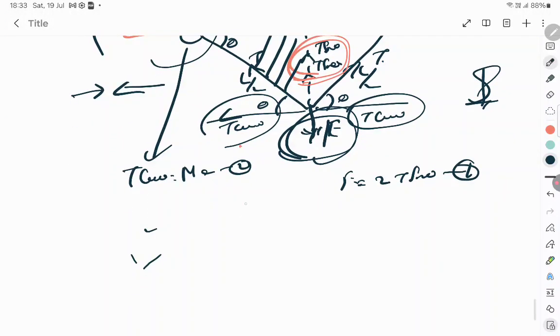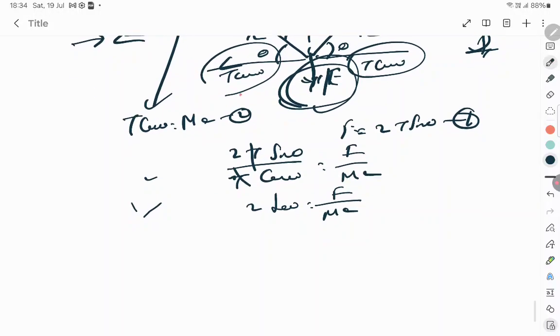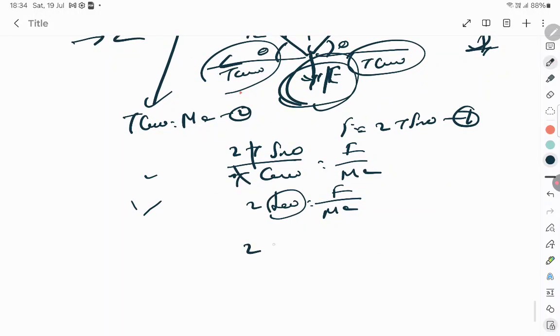Divide the first equation by the second equation. 2T sin theta by T cos theta is equal to F by capital M into A. T and T get cancelled. 2 tan theta is equal to F by capital M into A. Now write what tan theta is from this equation.